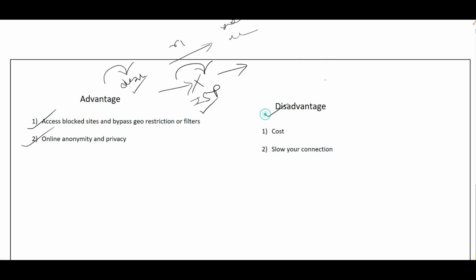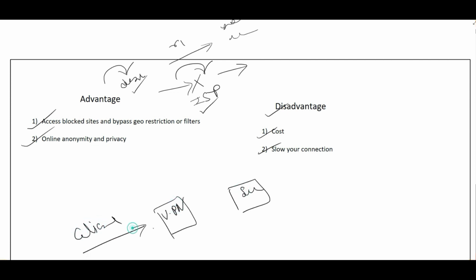And what are the disadvantages? The first disadvantage is that we definitely have to pay the cost for using the VPN. The second is that it will slow down the connection, because the request is not going directly to the server. It has to pass through the VPN, then it reaches the server, and then it has to pass through the VPN again to come back to the client. So this is all about the VPN.